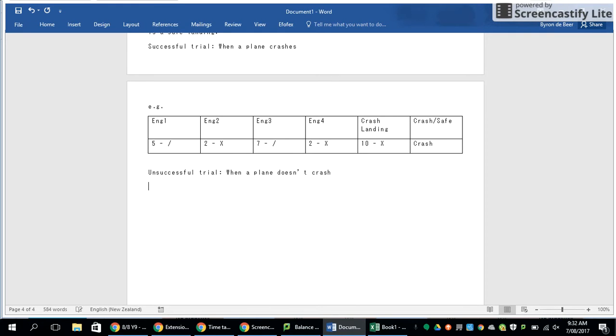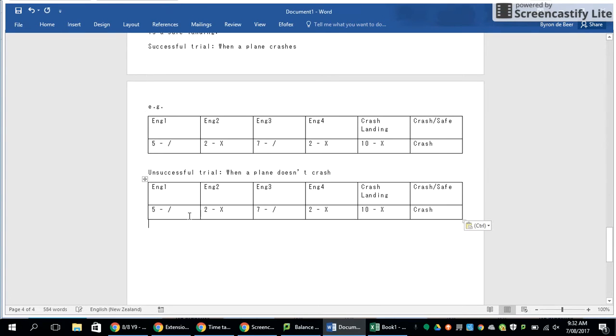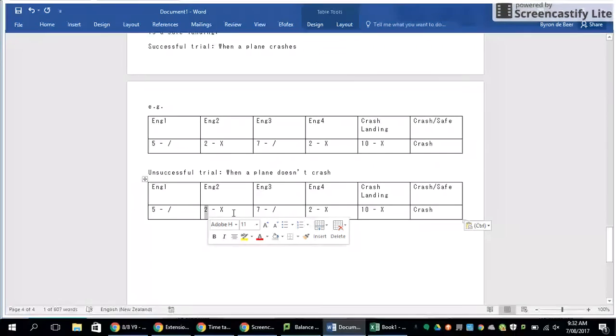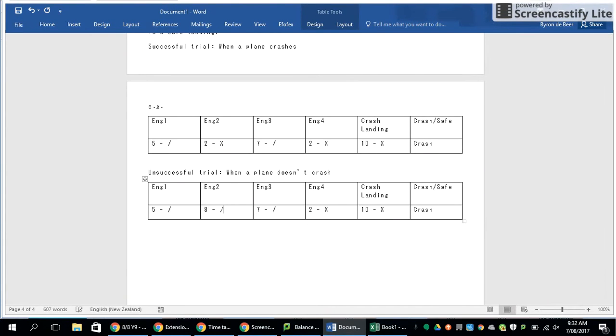All right, and again, you can just copy that out, and we just do it, let's say, when we have only 1 engine braking. So if we only have 1 engine braking, that means in the conditions that it's fine, it's safe.